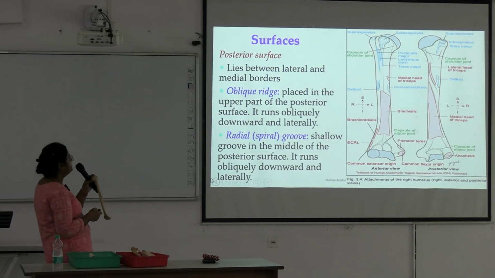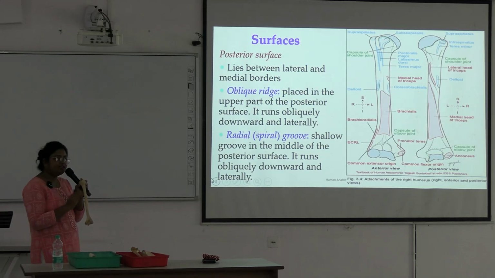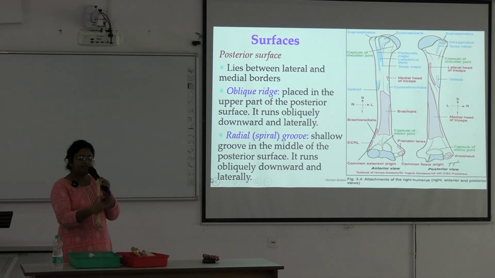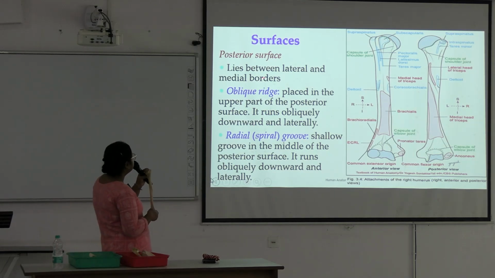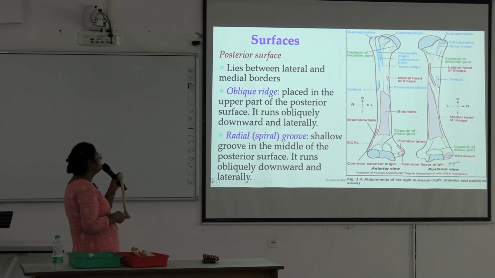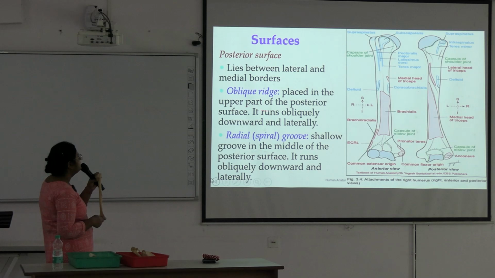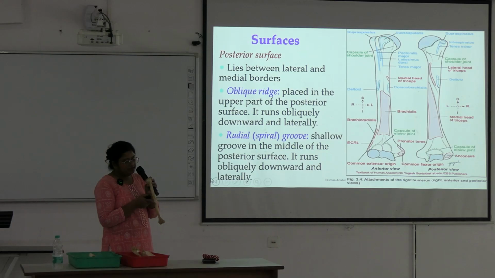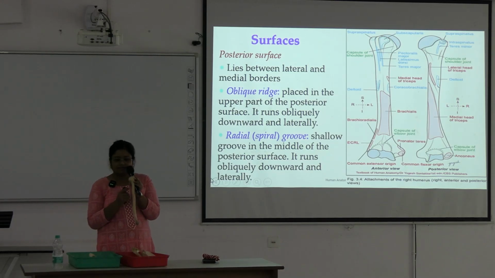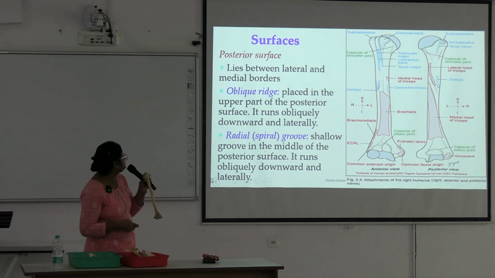Next we go to the posterior surface. The posterior surface lies between the medial border and lateral border. There is an oblique ridge placed in the upper part of the posterior surface, and it runs obliquely downward and laterally, just above the spiral groove.